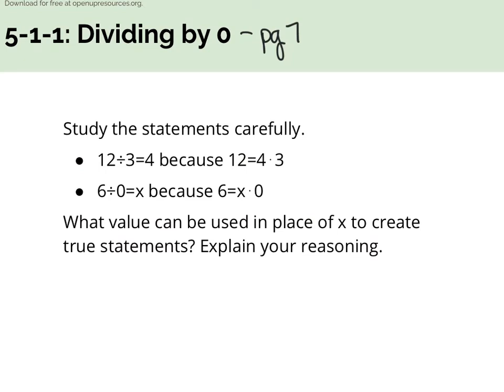Go ahead and turn to page 7. It says study the statements carefully. 12 divided by 3 is 4 because 12 equals 4 times 3. And 6 divided by 0 is x because 6 equals x times 0. What value can be used in place of x to create a true statement? Explain your reasoning. Go ahead and pause for a second, answer that question, and then come back to me.